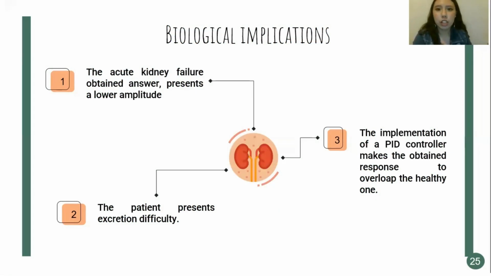The second biological implication is that the patient presents excretion difficulty. The fact that the response obtained has a lower amplitude implies that the input to the ureter has a lower volume of fluid filtered. As there is a smaller volume, the excretion of urine is lower, so the patient has difficulty urinating, and all of this leads to the idea of the patient having a renal disorder like acute kidney failure.